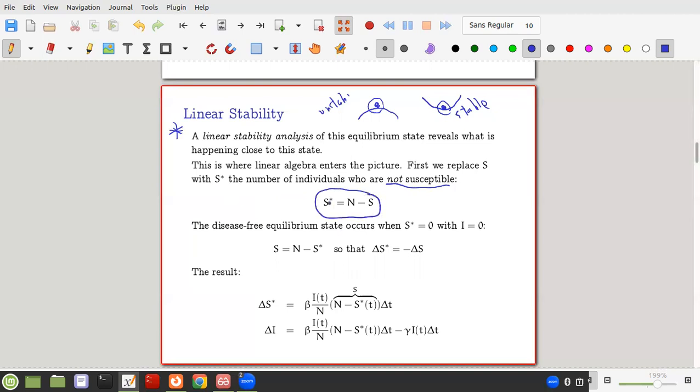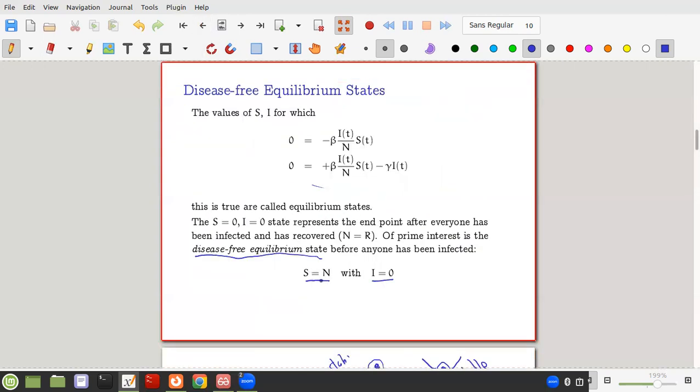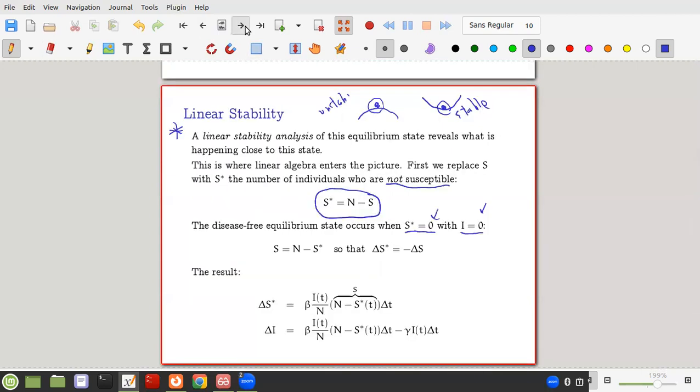Okay, in this equilibrium state, the disease-free state occurs when S star equals 0, right? Because that's what we want. We want our equilibrium to have values of 0. So instead of having N here, since S star is 0, that corresponds to S equals N. So this corresponds to the equilibrium state.